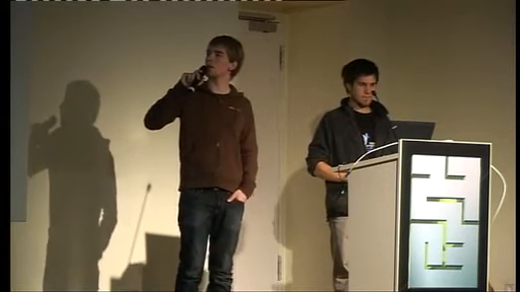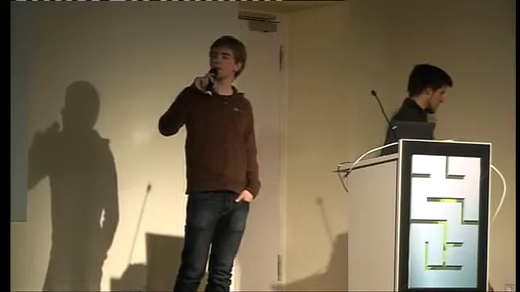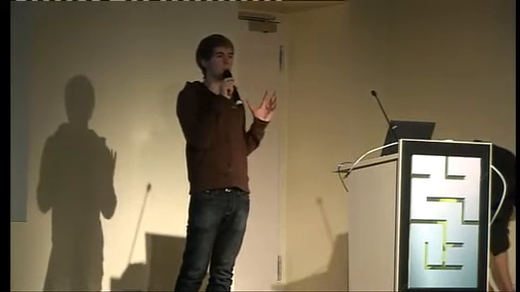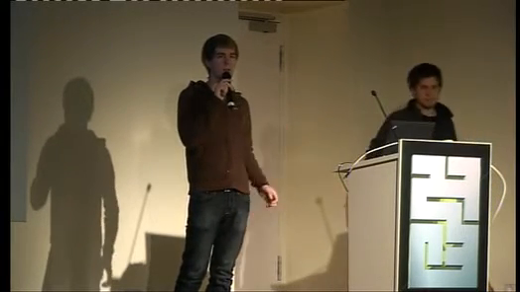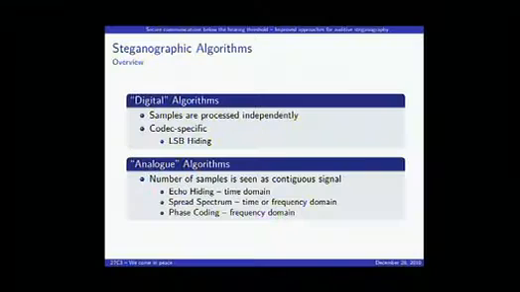On the other hand, we have those analog algorithms which take some samples, for example, say 100 samples, which correspond to some milliseconds, and as we have this kind of signal, we can process it, like doing a Fourier transformation or some signal processing operations with it. So in the following, we want to look at those three algorithms: echo hiding, spread spectrum, and phase coding.